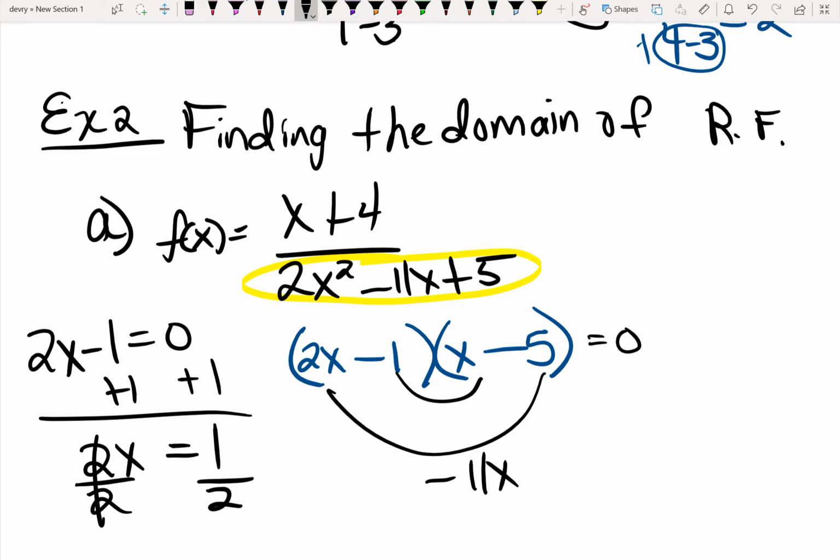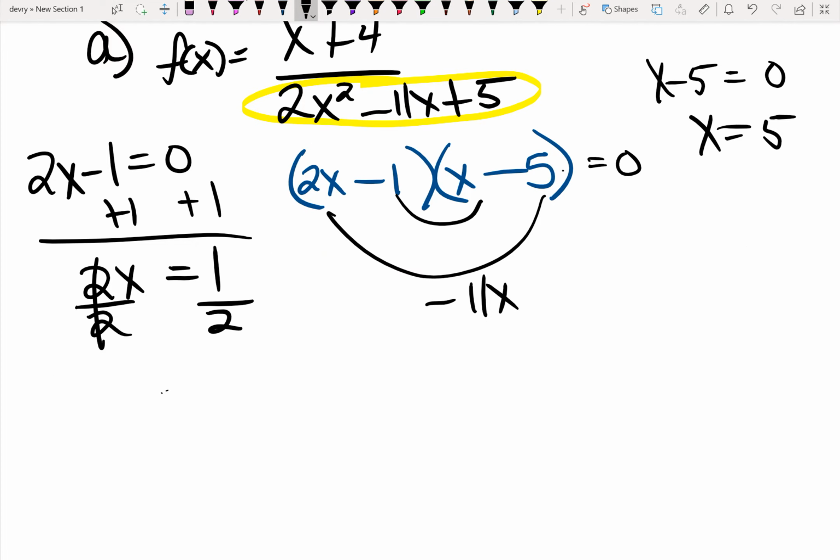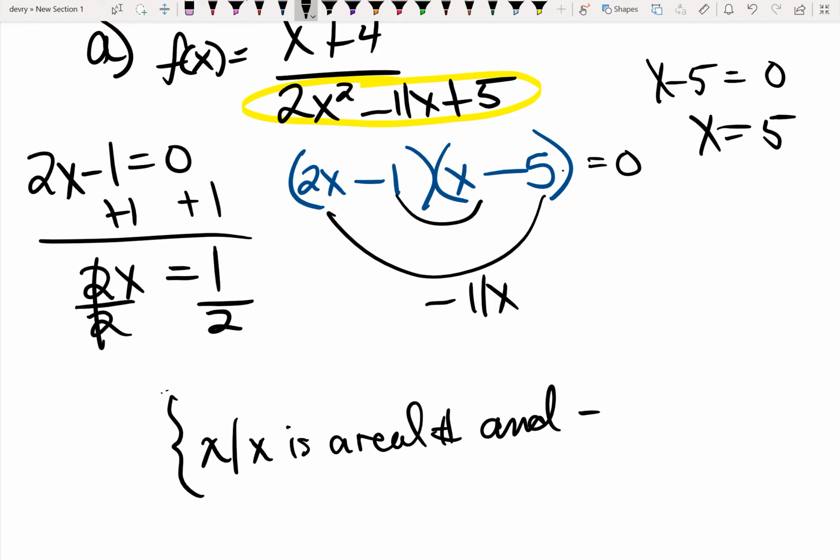On this side, if I take the x minus 5 and set that to 0, this is going to give me x is equal to 5. Okay? And in this case, keep this in mind. If we look at set builder notation, we would say where x is a real number, but x cannot equal positive 1/2 or positive 5, and then you close your notation.